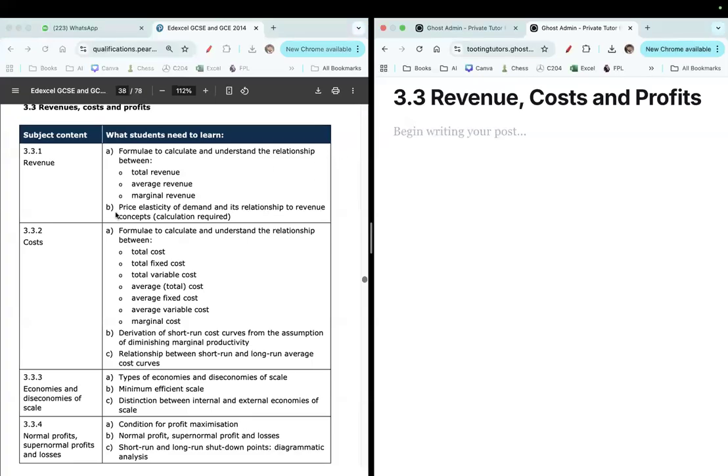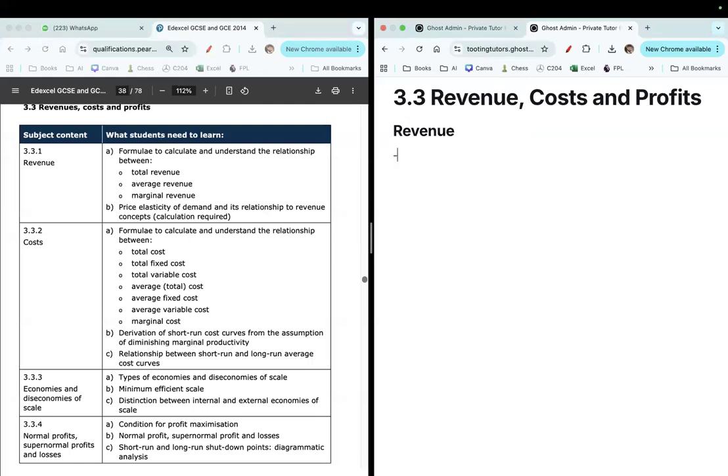Okay, so the first bit about this section is just basic about revenue and cost. So let's just start with that. Okay, so revenue, what they want you to know is the formula and formula definition for all of these three things and how it links to this. That's it. And whilst we're doing it, we might as well learn how the diagrams of them look.